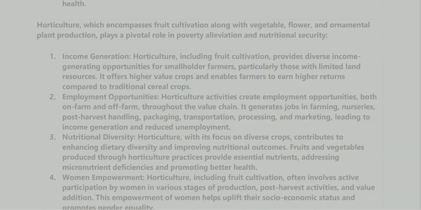Horticulture, which encompasses fruit cultivation along with vegetable, flower, and ornamental plant production, plays a pivotal role in poverty alleviation and nutritional security. 1. Income generation. Horticulture, including fruit cultivation, provides diverse income-generating opportunities for smallholder farmers, particularly those with limited land resources. It offers higher value crops and enables farmers to earn higher returns compared to traditional cereal crops.